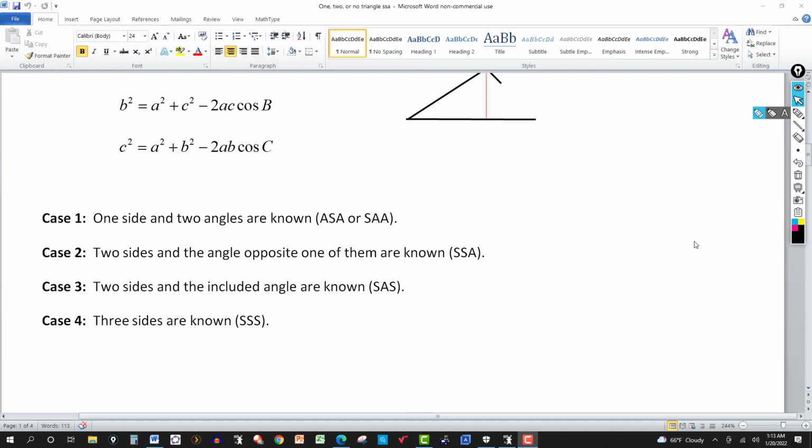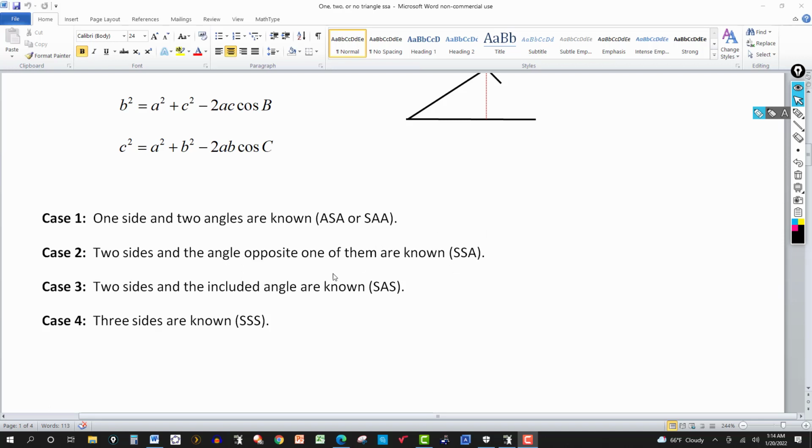And most of these are pretty straightforward. Just plug it into your formula. These are the four cases you have. For the first two, you use the law of sines. For the last two, cases 3 and 4, you use the law of cosines. But again, I won't go into much detail because I did that in the video. So again, the link will be in the description.